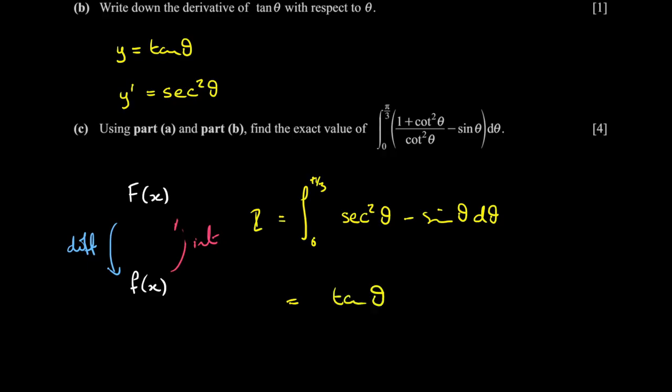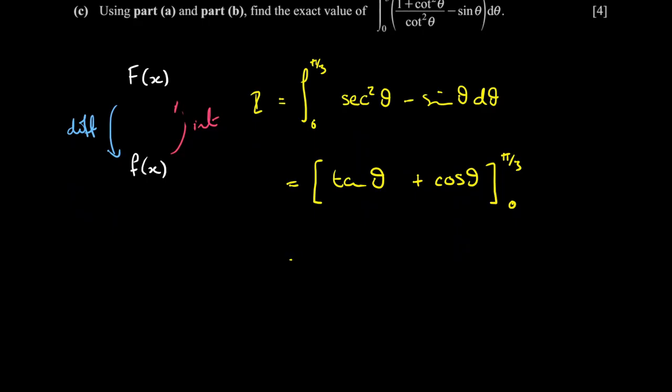And then lastly, if I integrate negative sine theta, I get positive cos. And why is that the case? Because if I differentiate cos, I get negative sine. So essentially I'm reversing my differentiation. Okay, so now we just have to substitute in the bounds. So I substitute in pi by 3, so I get tan of pi by 3 plus cos of pi by 3, minus tan of 0 plus cos of 0.